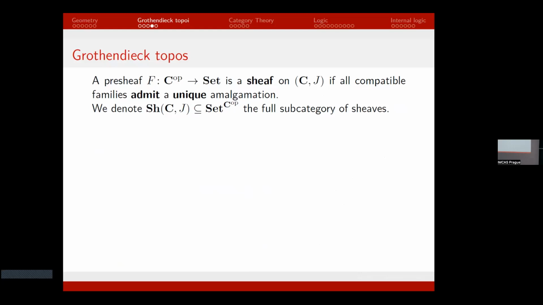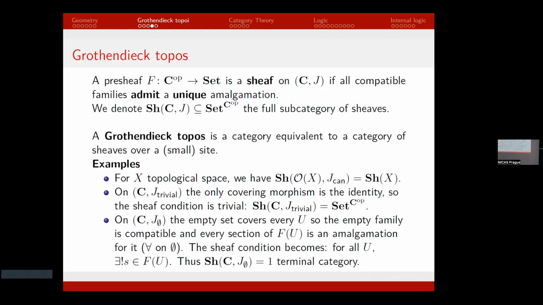Now we denote the sheaves over a site by this notation, and it will be a full subcategory of the pre-sheaves. So maps between sheaves will be maps of pre-sheaves. And now the first definition of topos. What's a Grothendieck topos? It's a category which is equivalent to a category of sheaves over a small site. This is what a Grothendieck topos is. So in particular, given the examples we saw before, for every topological space, the category of sheaves over this topological space is a Grothendieck topos.